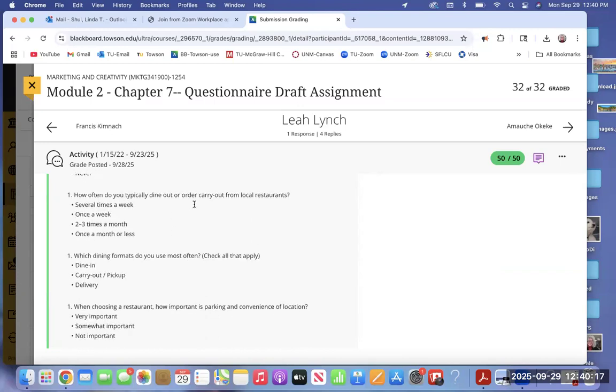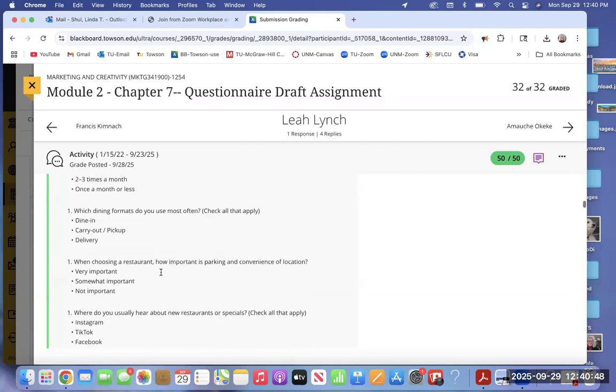How often do you typically dine in or carry out from local restaurants? So this is getting to be a usage behavioral question. We like this. And then we ask about format. So now we're getting into place. Do you dine in? Do you carry out? Do you want delivery? Again, all of this information is going to help the business owner. Okay. We want to get specific, but in the category. We don't want to mention the restaurant or anything else.